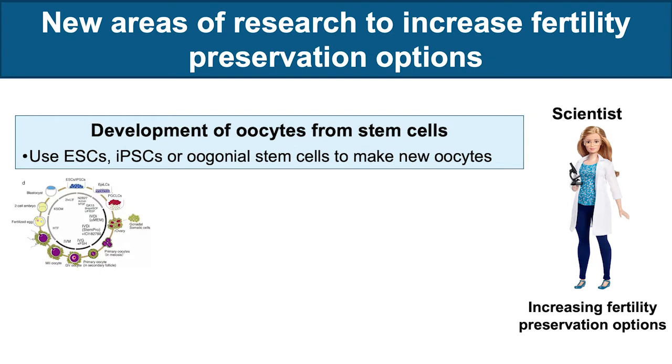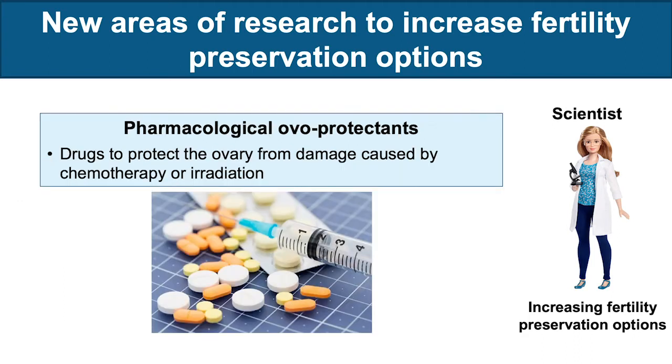The second area of research is quite exciting, and that's this idea of being able to develop oocytes from stem cells. And here the idea is to be able to use embryonic stem cells or induced pluripotent stem cells, or in fact oogonial stem cells to make new oocytes. However, this strategy does actually require that we also are able to grow oocytes entirely in vitro.